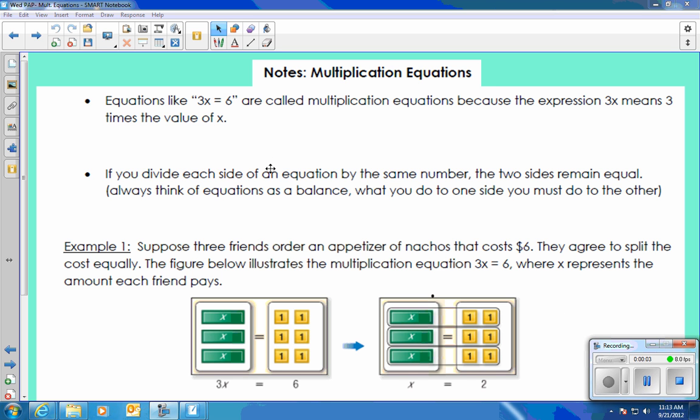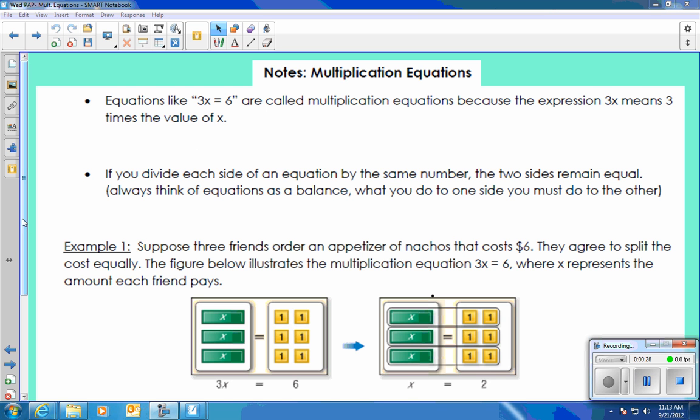This lesson is about multiplication equations. Equations like 3x equals 6 are called multiplication equations because the expression 3x means 3 times the value of x. If it didn't mean 3x, then you would see an addition or subtraction symbol in between. Since it's not there, we assume it means multiplication. So the inverse operation for multiplication is division.